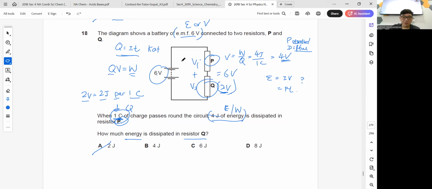Now, if 1 coulomb of charge moves through P, so meaning to say you have this plus and minus, you have 1 coulomb of charge moving through P. How many coulombs of charge will move through Q? It will also be 1 coulomb. Coulomb actually is related to current over here. So if the same number of coulombs moving here, it'll be same number here, which states that current in a series remains the same. That's another concept to remember.